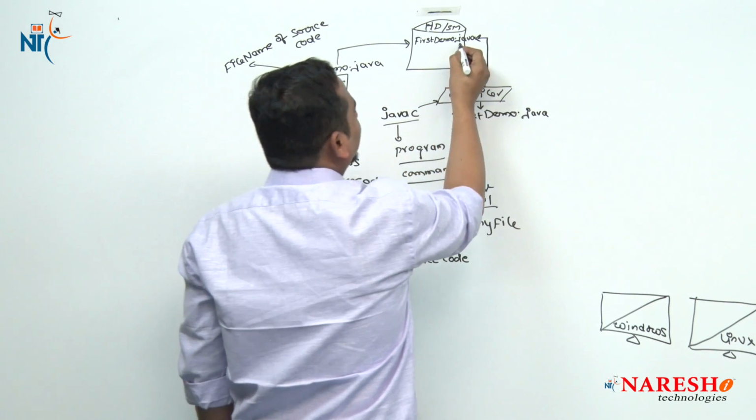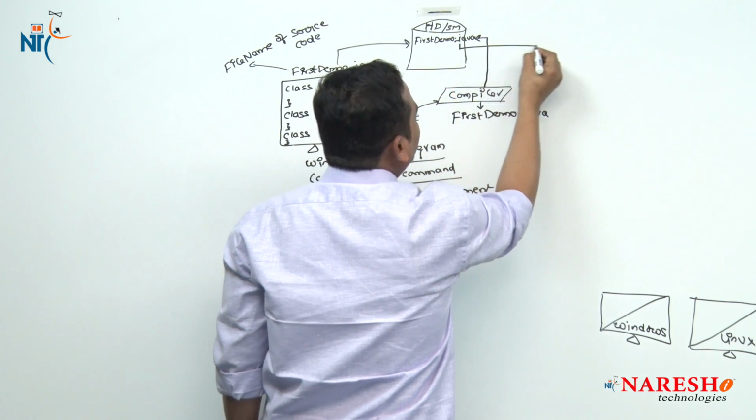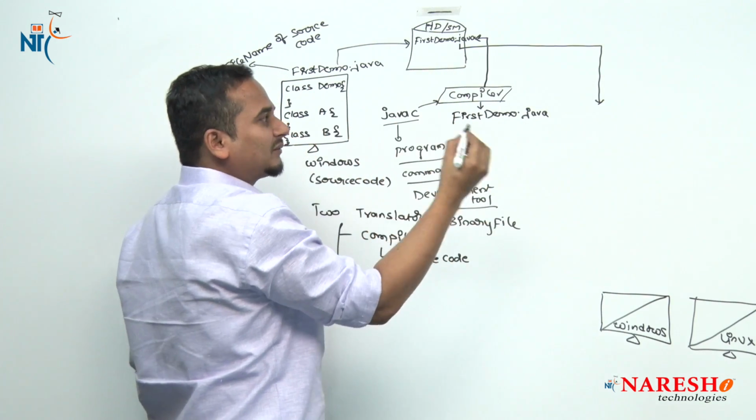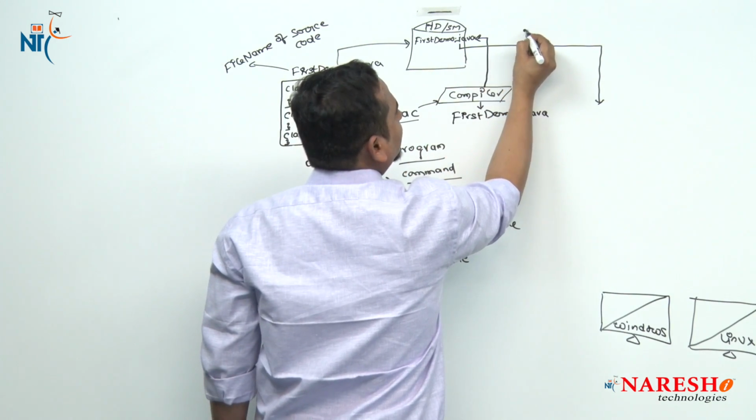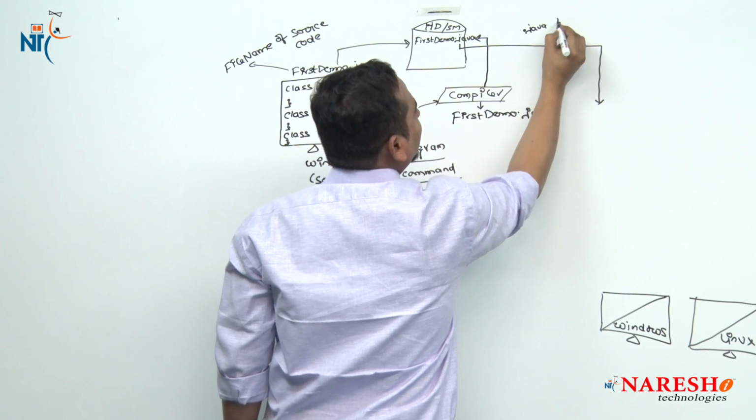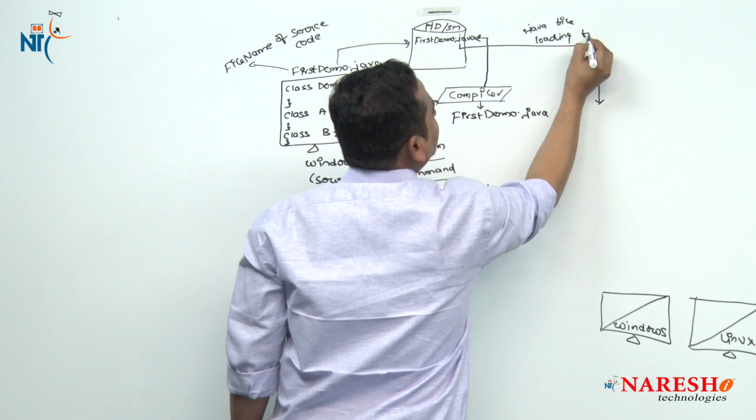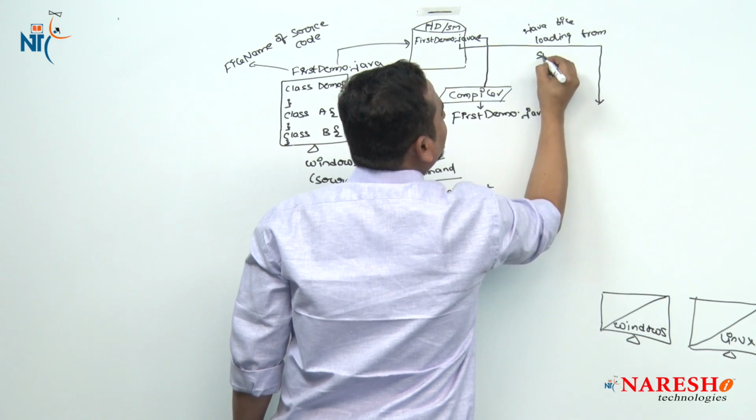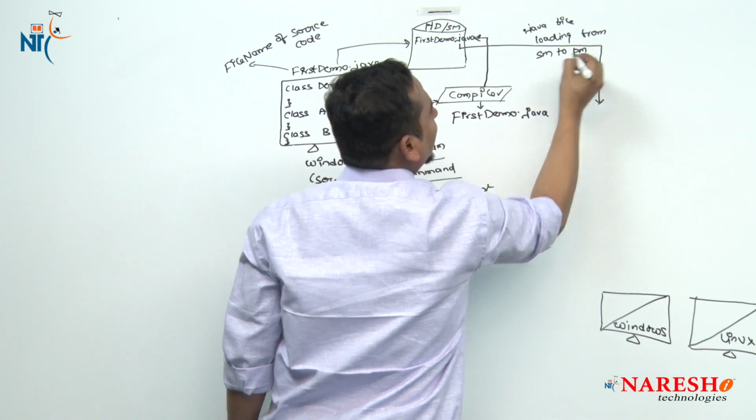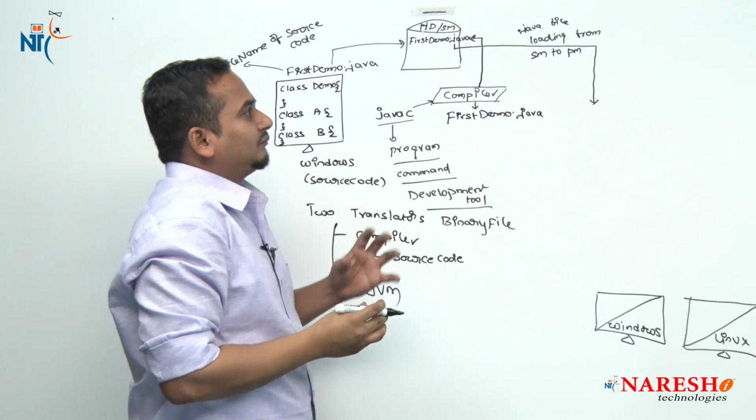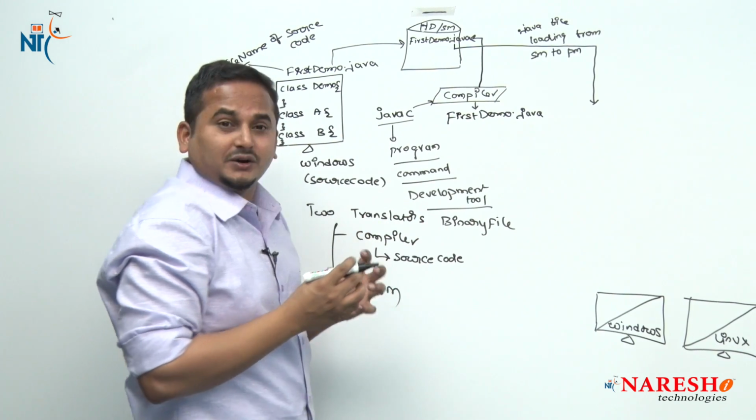Now the compiler will load this firstdemo.java file from secondary memory to primary memory. The .java file is loaded from secondary memory to primary memory.